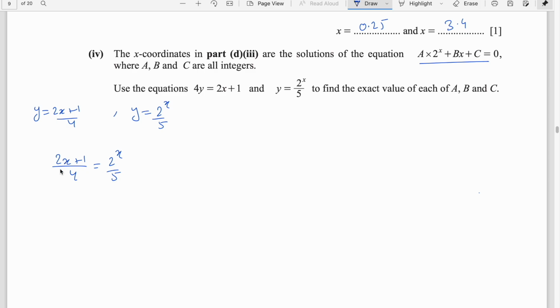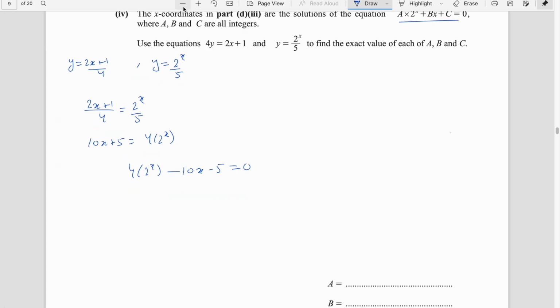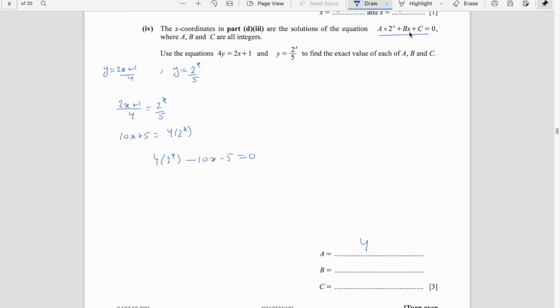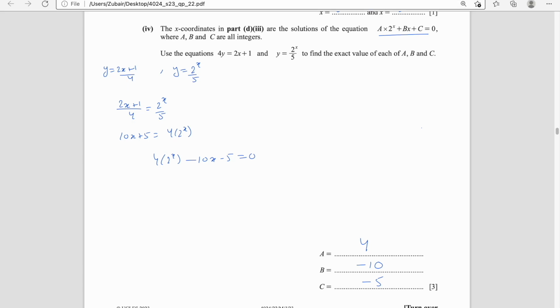So cross multiply: 5 times 2 is 10x, 5 times 1 is 5, 4 on the other side, this is 4 times 2 raised to power x. Now rearranging, bringing this to the right hand side, 10x minus 5 equal to 0. Now we can clearly compare that a is equal to 4, b is the coefficient of x, that is minus 10, and c is the remaining constant, which is minus 5.